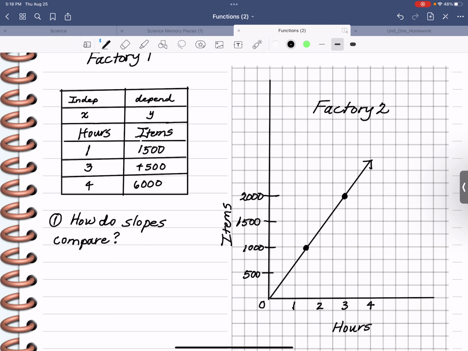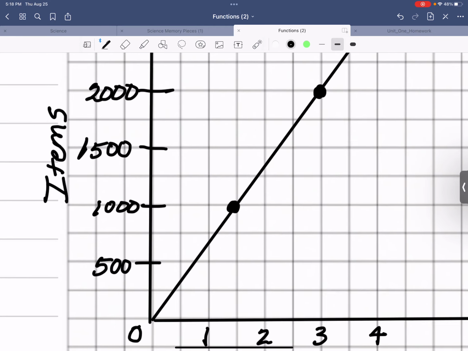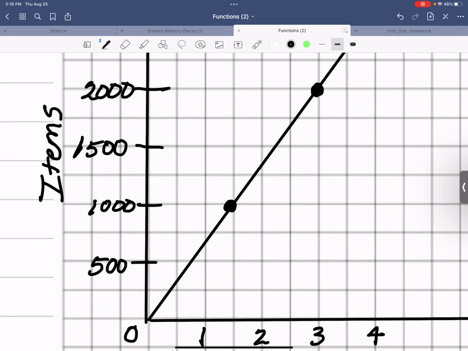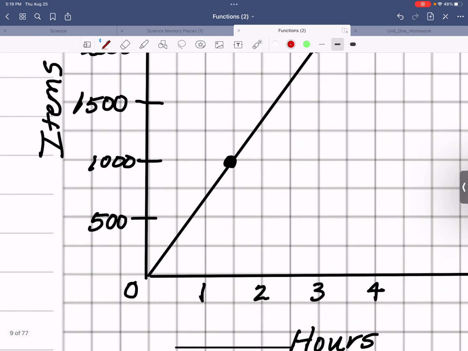Now, I could graph the table, or I could make a table for the graph. Either way, it doesn't matter. But that's a lot of extra work if I know how to find slope. So I'm going to start with my graph. Now this one, I can simply count the slope. I can say, first of all, I need to figure out the scale. In other words, what does one box represent?